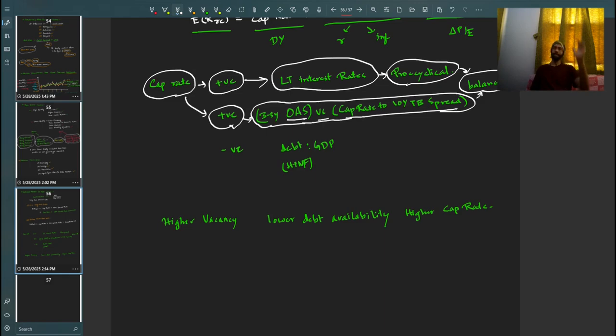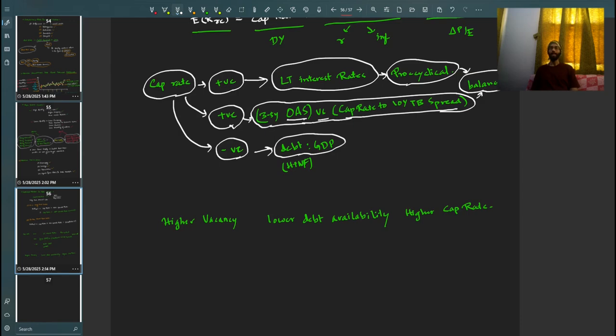And other than these two factors, there is one more factor, which is the debt to GDP ratio. Debt means specifically the housing segment and the non-financial segment. The ratio of housing plus non-financial sector debt with respect to the GDP is what we are talking about. Now the cap rate is inversely related, negatively related, to the debt to GDP ratio, right? So the more the debt, the lower the cap rate.